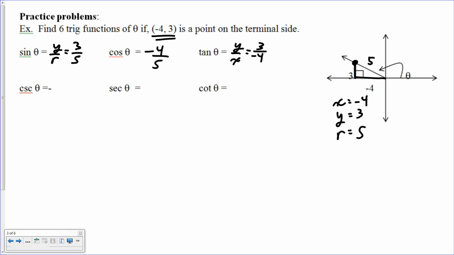If I write this correctly, cosecant theta, secant theta, cotangent theta, I'm pretty much done. I just have to do reciprocals. So this becomes 5 over 3, -5 over 4, negative 4 over 3. Done.